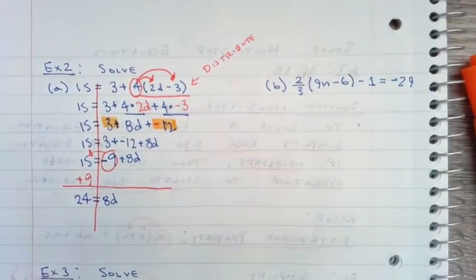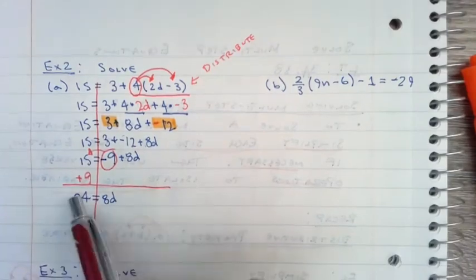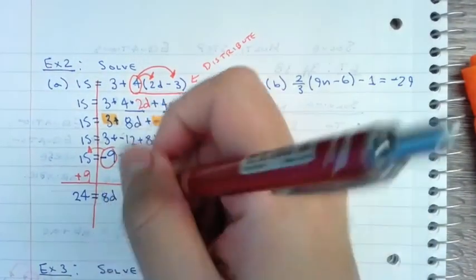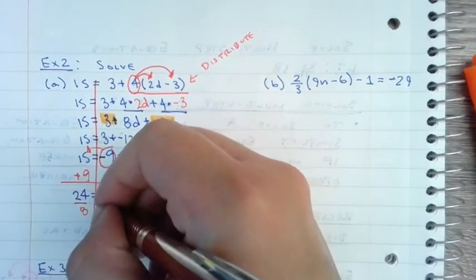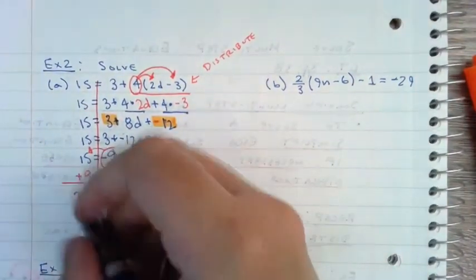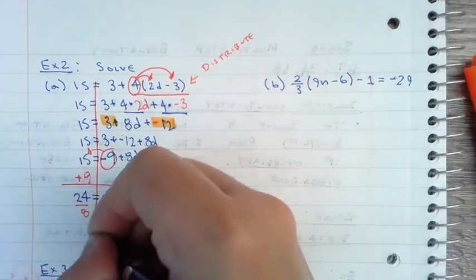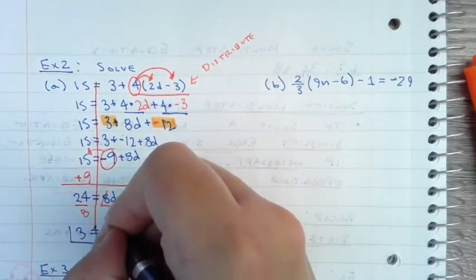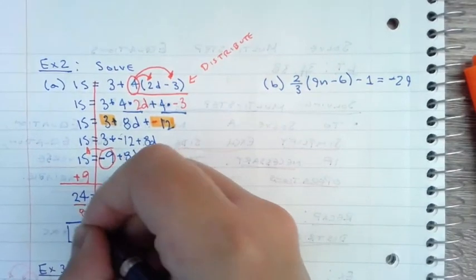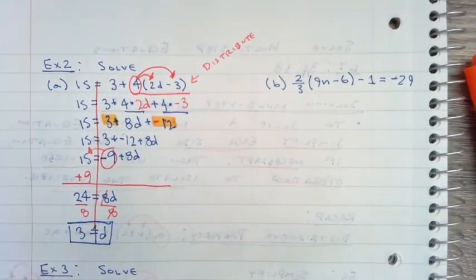And then last but not least, this is easy. Why? Because all your numbers are on one side, all your variables are on one side. So then I'm going to go ahead and divide by 8. This cancels, that cancels. And so now you should be able to see easily that d equals 24 divided by 8, which is 3. So 3 equals d. And there you go. 3 equals d. That's your value right there.